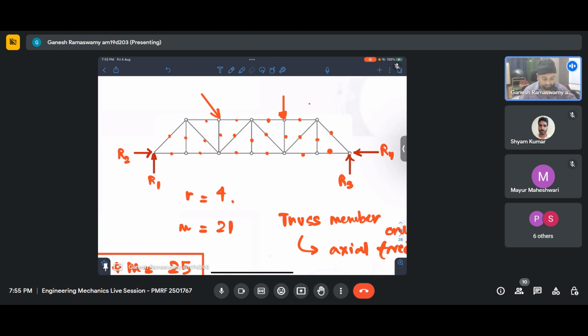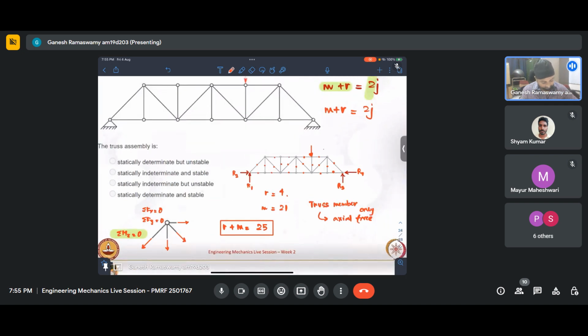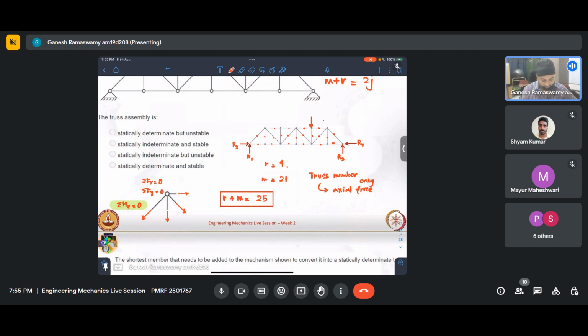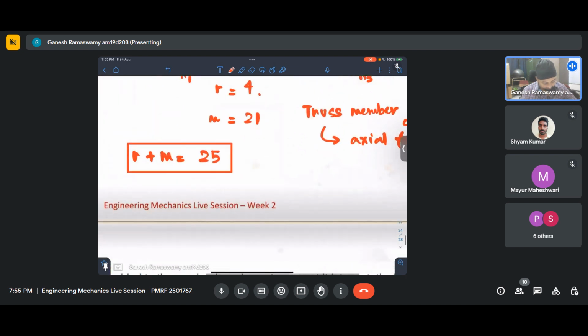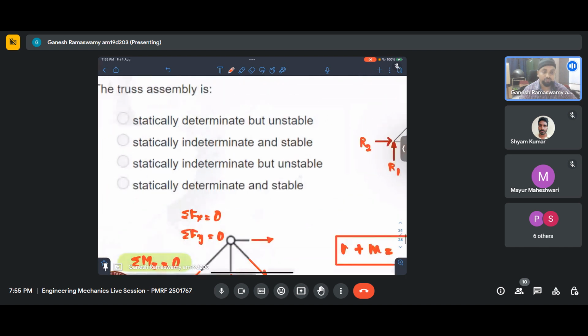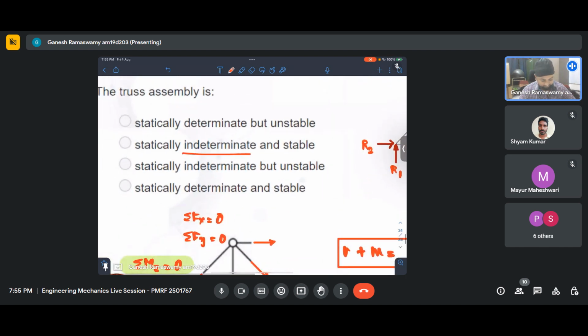We can concentrate on more discussions about stability, but I don't want to get too deep into it right now. We can perhaps take it up in the next session, but I hope that is clear. So here we have 25 unknowns, and how many joints do we have? 12. So J is 12 for this problem. The number of joints is 12. So 2J becomes 24. That means that we have 25 unknowns, but we have only 24 equations to solve for them, which means one unknown gets left out. We cannot solve for it uniquely, meaning that it is definitely statically indeterminate.